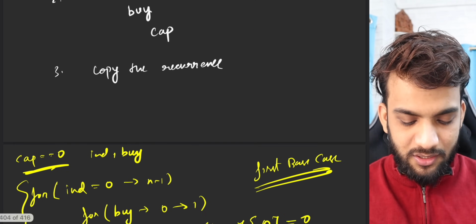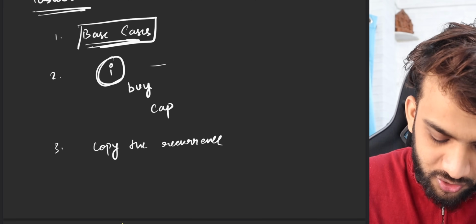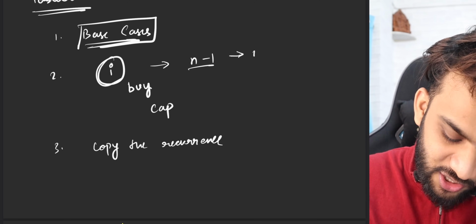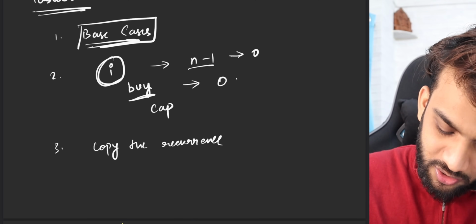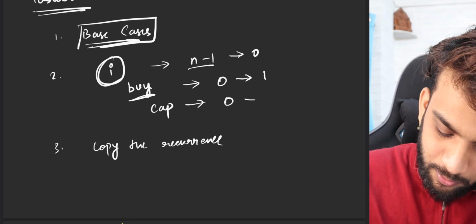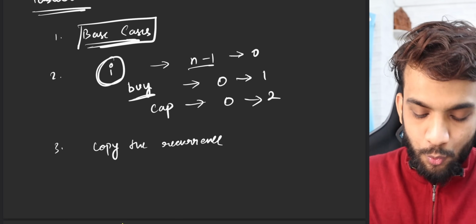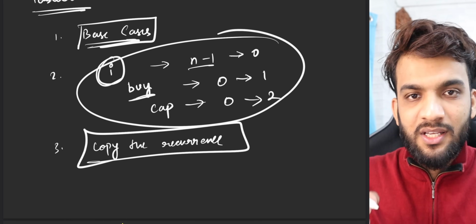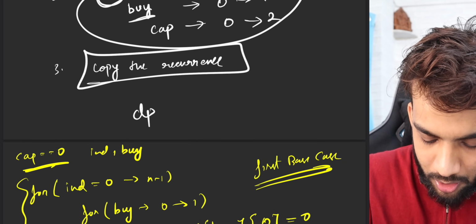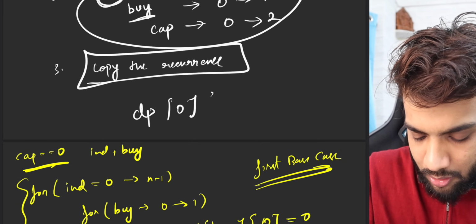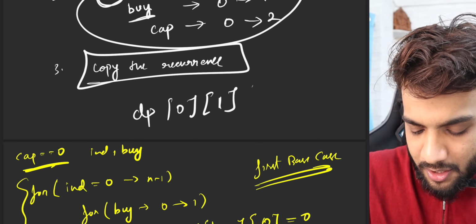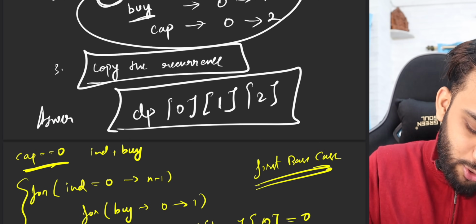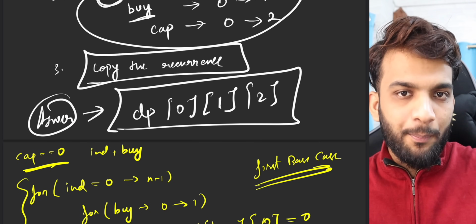Once you've written the base cases, this is the opposite. So it starts from n minus 1 till 0. This starts from the opposite, 0 to 1. This starts from the opposite, that is 0 to 2. So just run these three loops and then copy paste the recurrence. And your answer will be at the initial call. The call was made for 0, 0, 2 transactions allowed. This is where your answer will lie. That's how you convert this into a proper tabulated code.